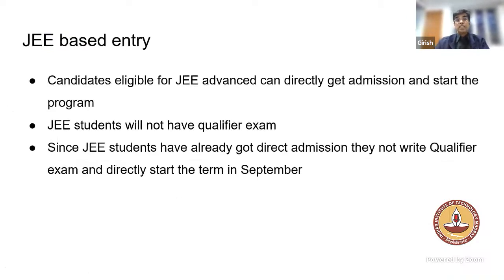Okay, so a little bit about the JEE-based entry. All of you have applied for this program through the JEE mode of entry. So the candidates who are eligible for JEE Advanced 2023 can get direct admission to this program. And JEE students will not have a qualifier. They'll have something called Quiz 1, which is part of the foundation level courses. Since you have already got admission, you are not going to take up the qualifier process, which is going to start this Friday onwards. This Friday, we are starting week one of the qualifier process, and that does not apply to you since you have got direct admission, and you will be directly starting the program in September. I'll be talking about the dates of September in the later slides. But this is the JEE-based entry that I wanted to stress.